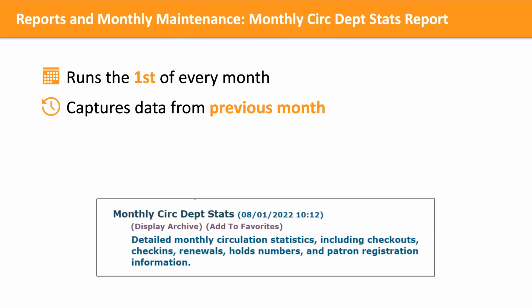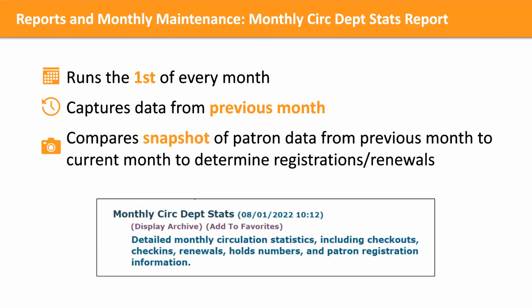But how this report determines these different kinds of statistics is that it looks at a snapshot of patron data from the start of the month and compares it to a snapshot of data from the previous month. And it looks at what's changed in the patron's record. And this is how it counts things like renewal scenarios and re-registration scenarios.